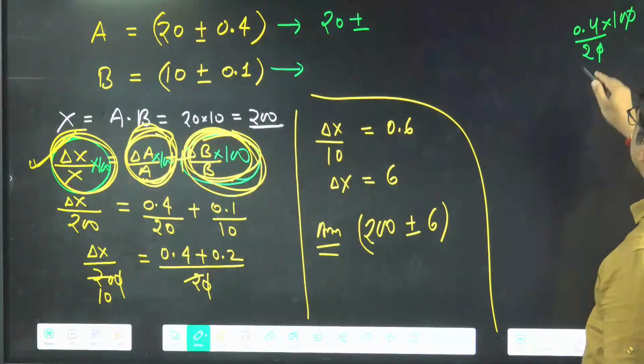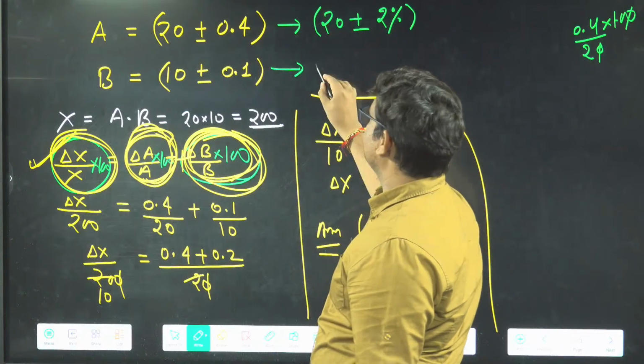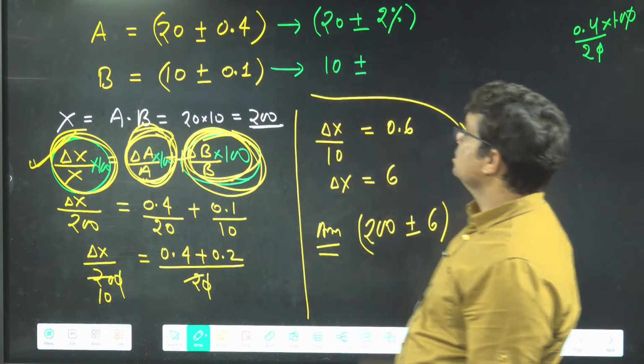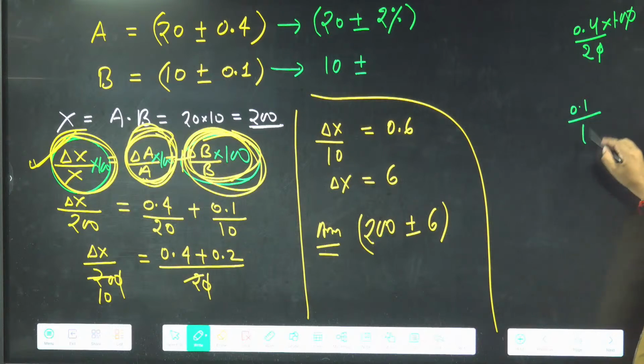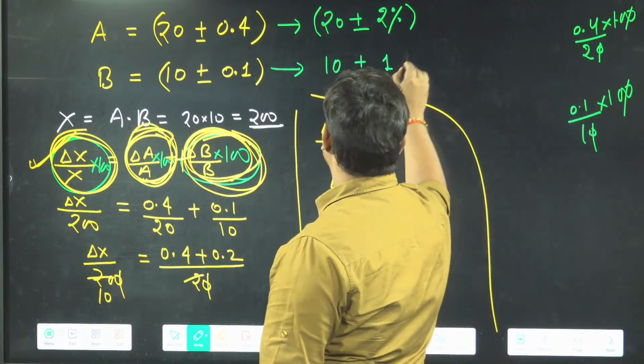You can say this becomes 4 by 2, that is the 2% we can write. And here you can say, sir, this is 10 plus minus 0.1. So we can say 0.1 divided by 10 into 100. Now we can say this becomes how much? Yes, you can say, sir, this is the 1% here.